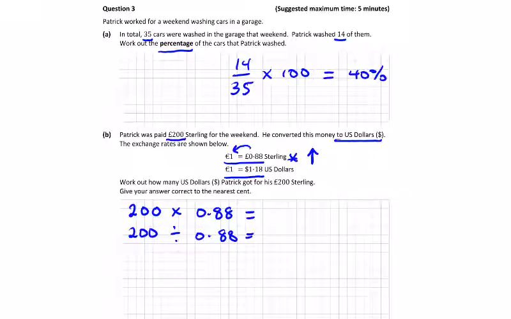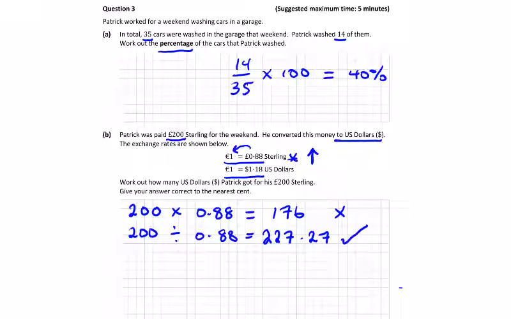So 200 divided by 0.88 is 227.27 recurring. You can see this one is correct. We're getting more euros for our sterling. 200 multiplied by 0.88 will be less. It's going to give 176. So you can see that's not correct. That would be less if we change sterling to euros. We'd only have 176 euros. It doesn't make sense. We have 227.